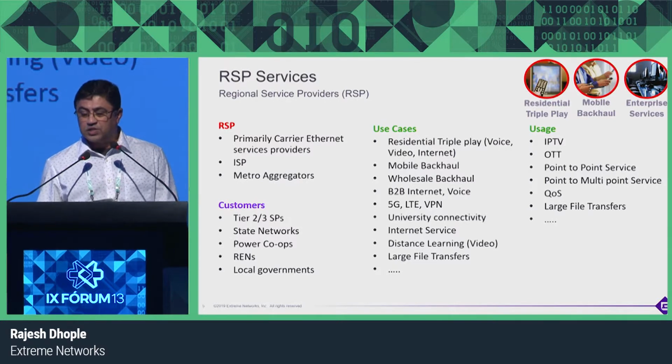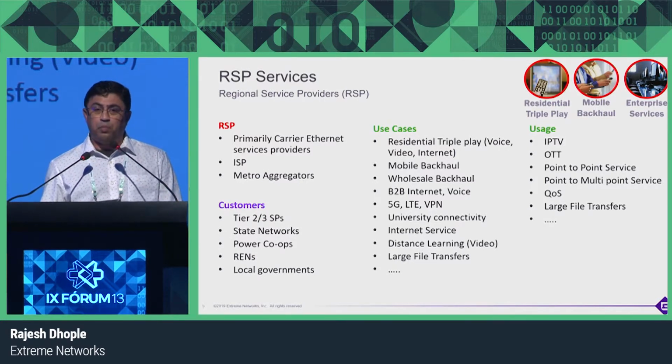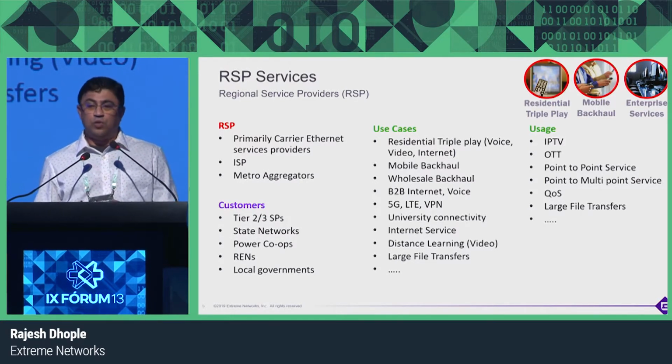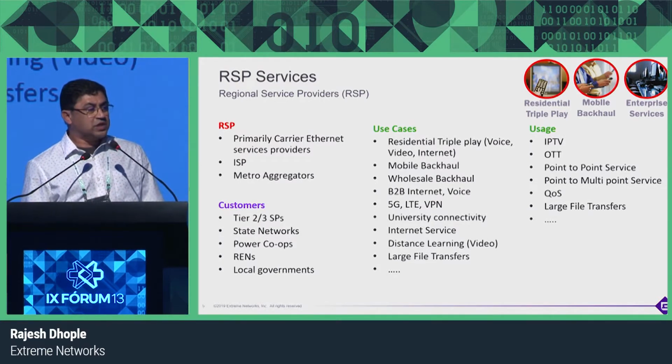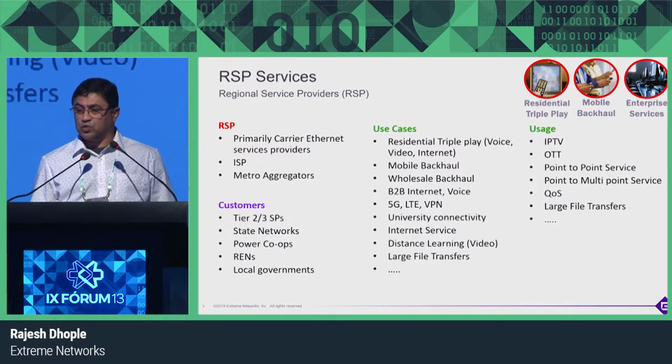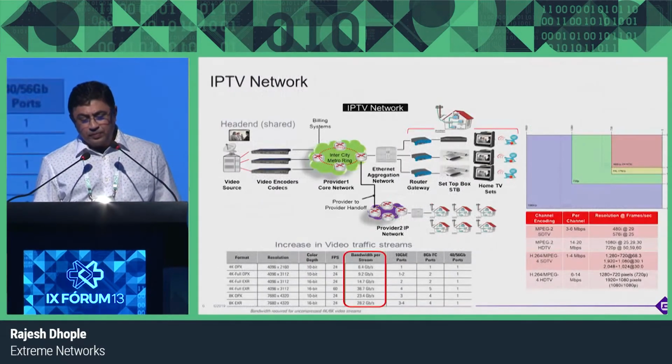So there are essentially 2 mobile backhaul services. They do wholesaling for tier 1 providers. There are about 190 plus wholesale backhaul providers who partner with tier 1 providers. And in addition to that, you also have enterprise services such as internet, university, distance learning, etc., which go towards the enterprise.